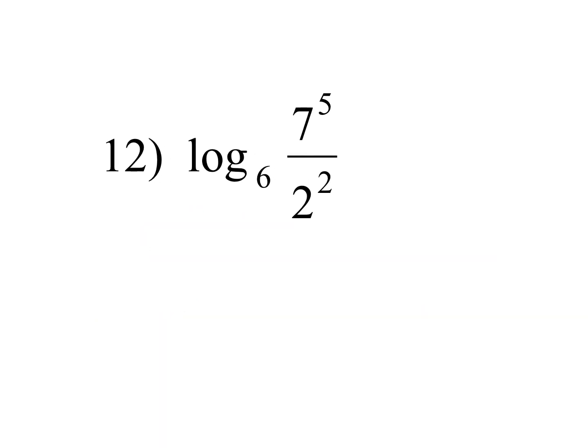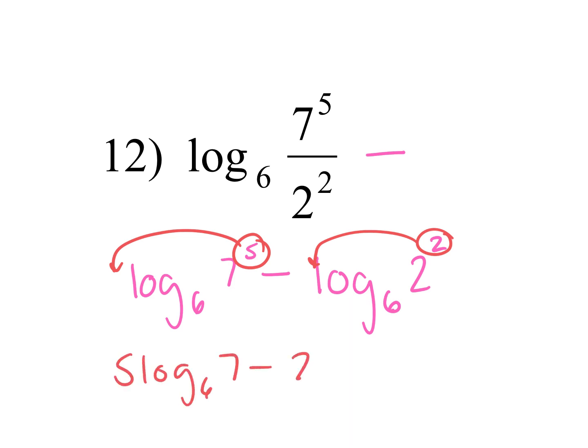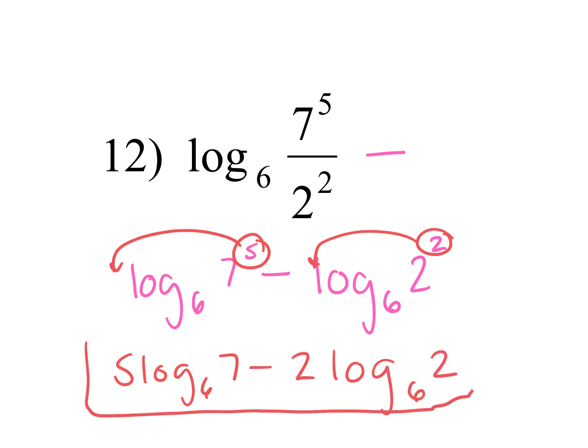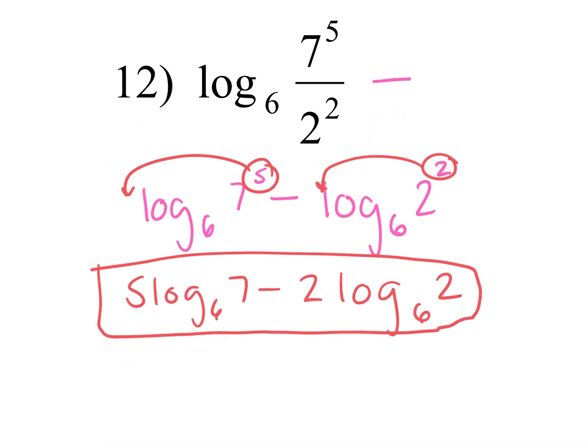So 12, we're dividing. What goes with division? Subtraction. So I start with log base 6 of 7 to the 5th power minus, perfect. And then what's the last step? Move the exponents to the front. So 5 log base 6 of 7 minus 2 log base 6 of 2. Any questions here?